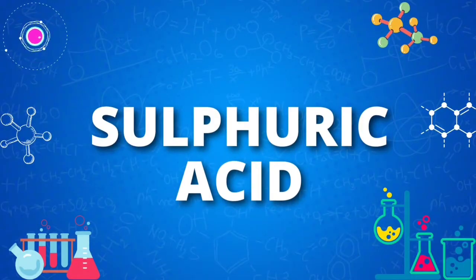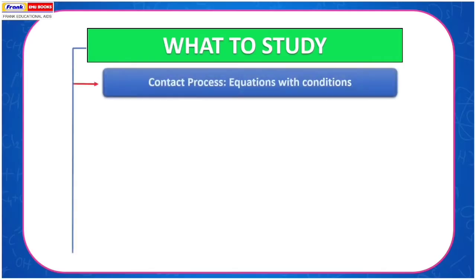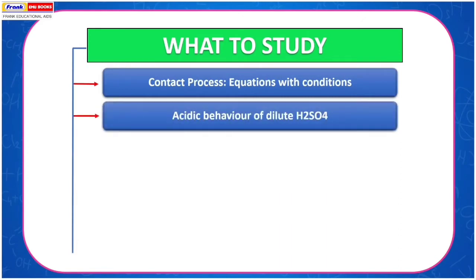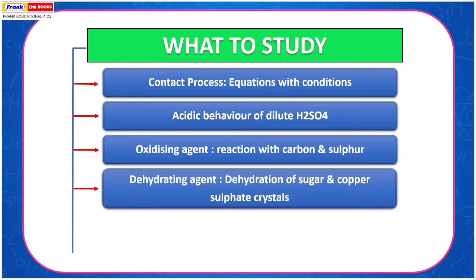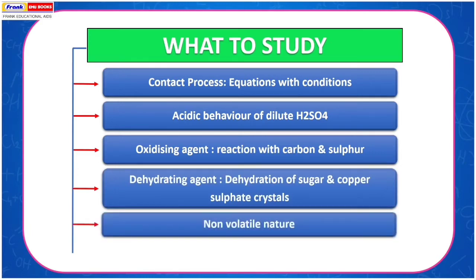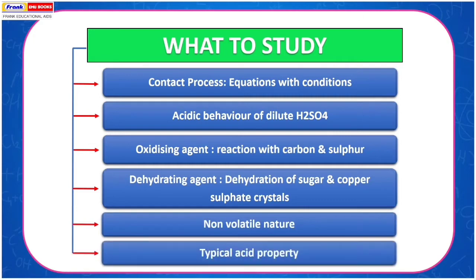Sulphuric acid, what to study? Contact process, equations with conditions, acidic behavior of dilute H2SO4, oxidizing agent, reactions with carbon and sulfur, dehydrating agent, dehydration of sugar and copper sulfate crystals, non-volatile nature, typical acid property.